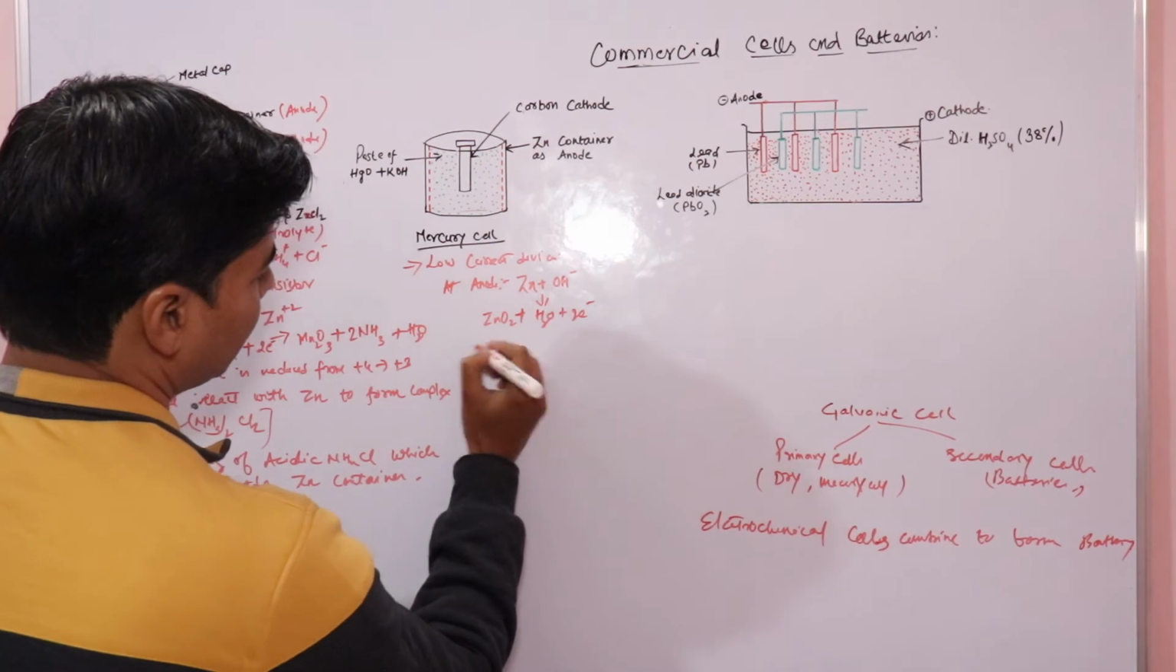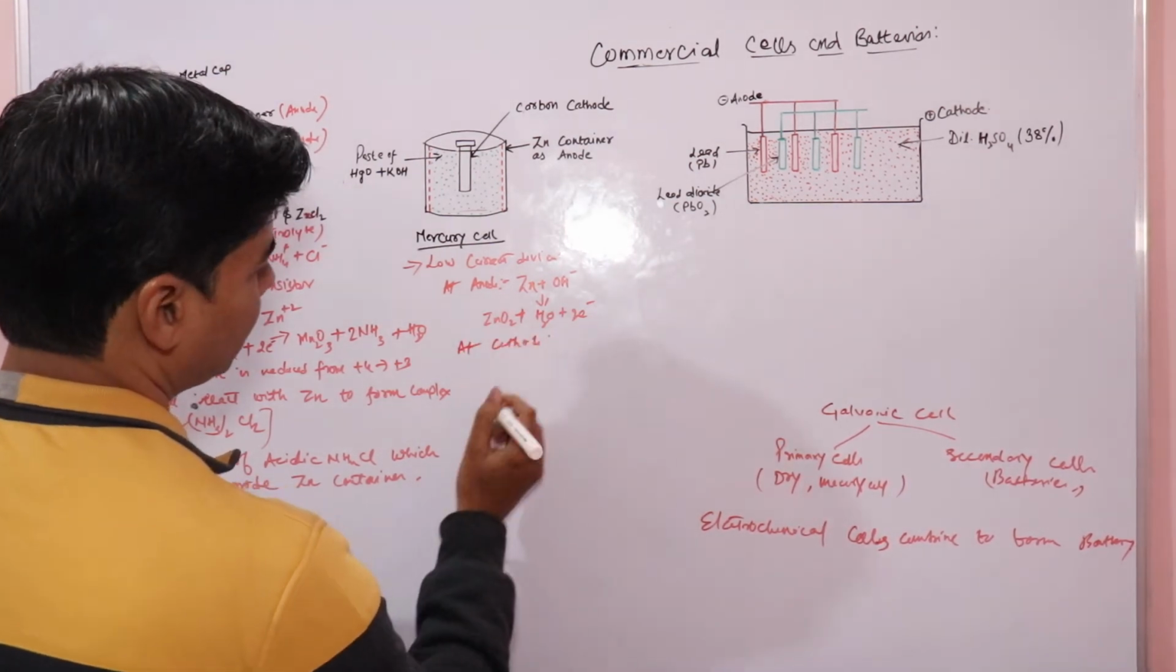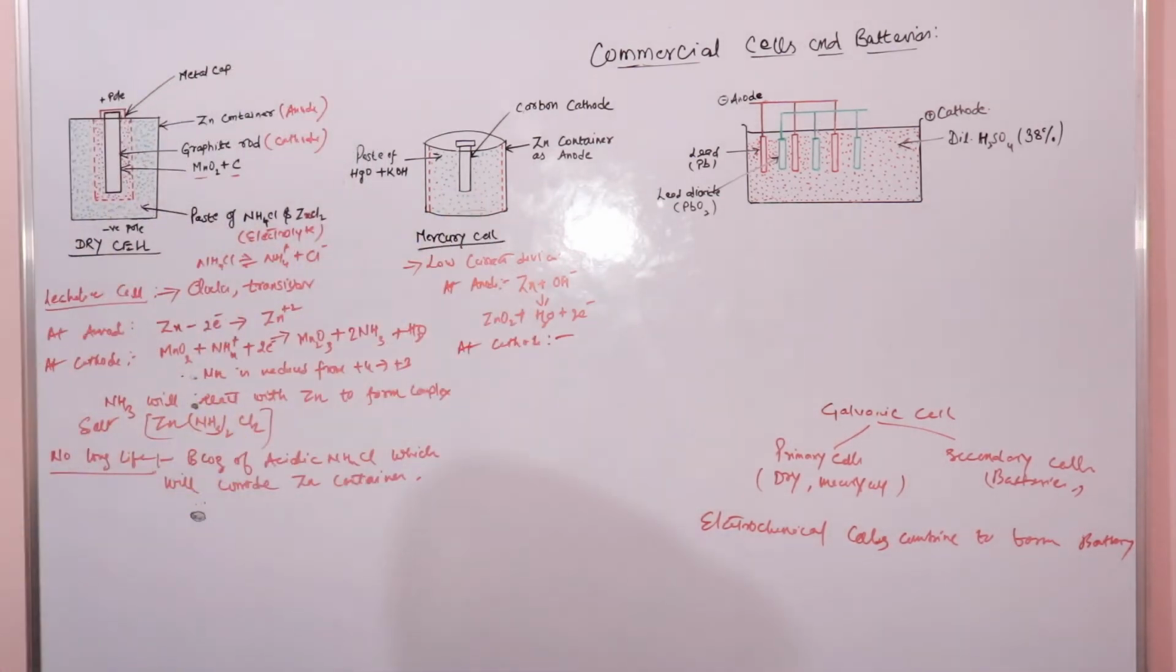Then let's see at cathode. At cathode you have, cathode is of carbon. And these electrons would migrate to cathode and will combine with water and mercuric oxide.